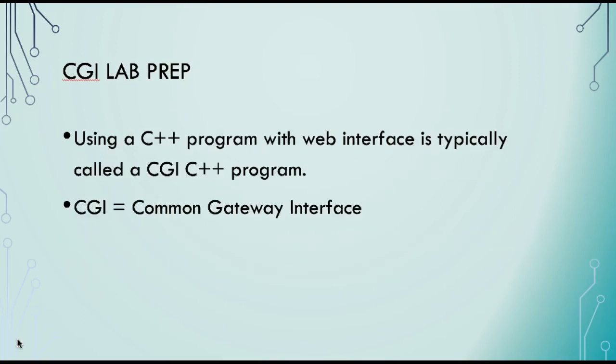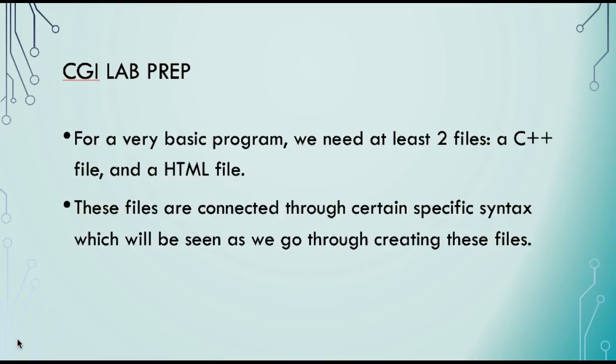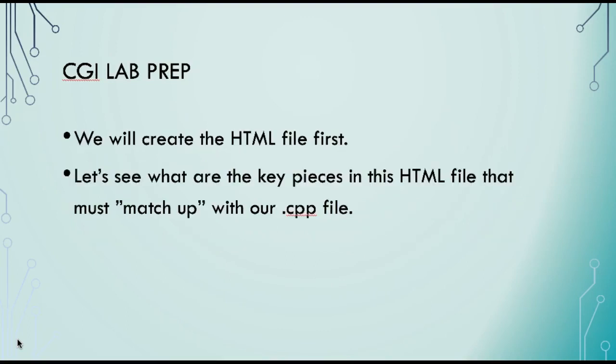Typically, this is just called a CGI C++ program. And in case you're curious, CGI stands for Common Gateway Interface. For a very basic program, we need at least two files. One C++ file and one HTML file, which is exactly what we're going to do for this lab prep assignment. The files are connected to each other through certain specific syntax, and we're going to go through what they are as we go through the creation of the HTML file.